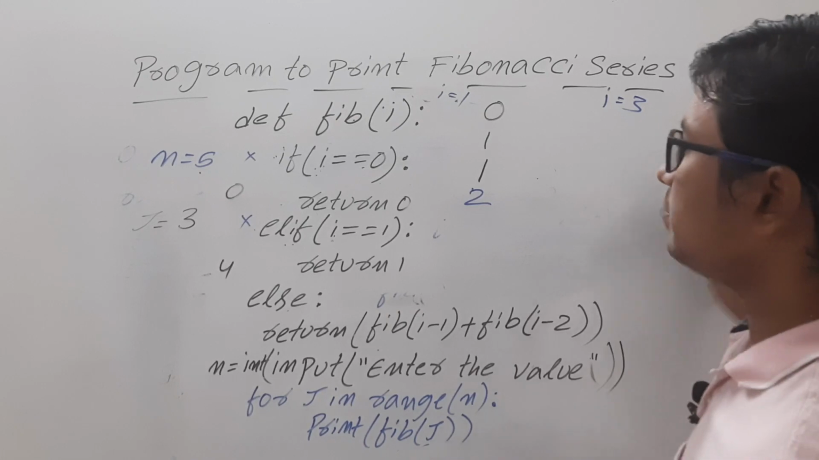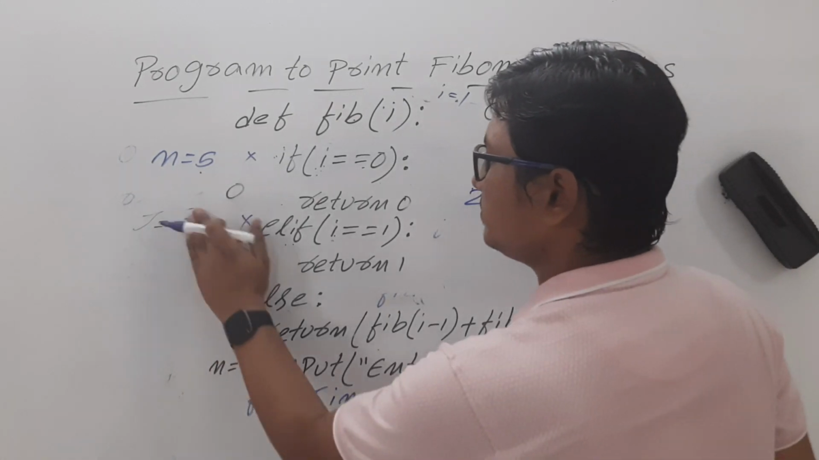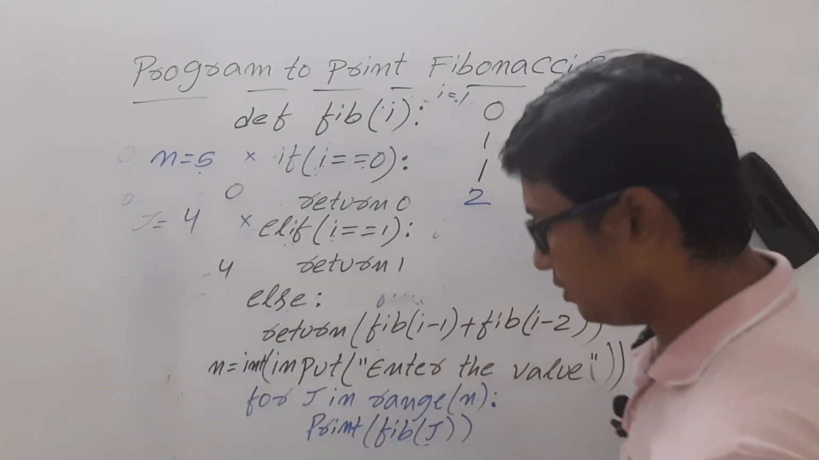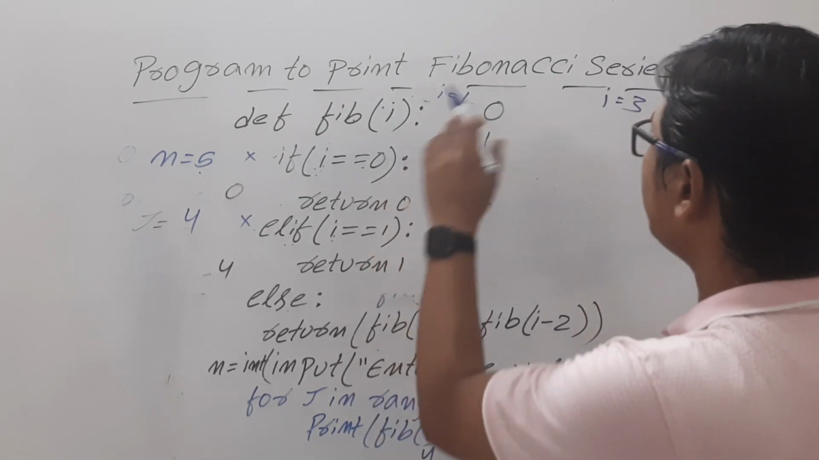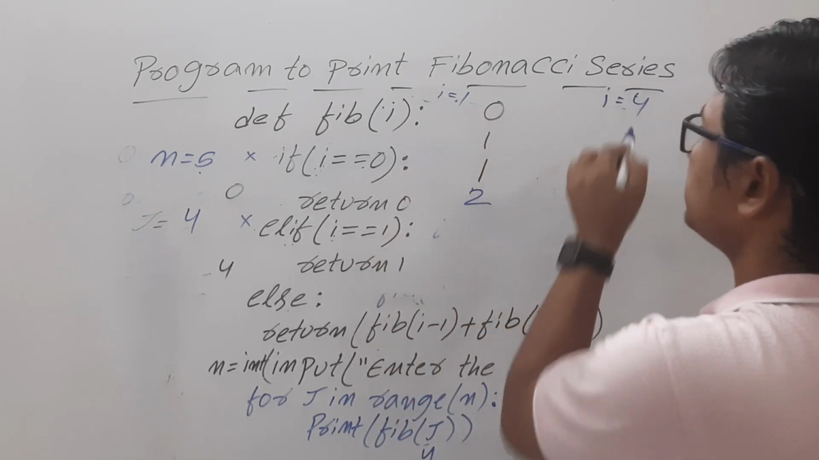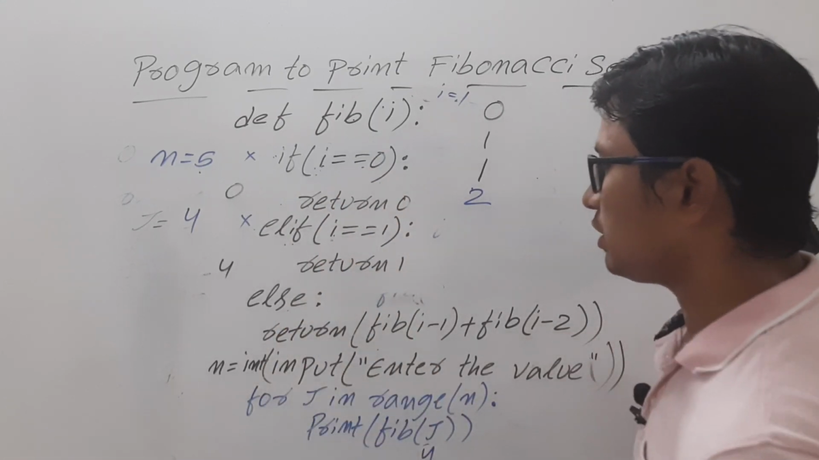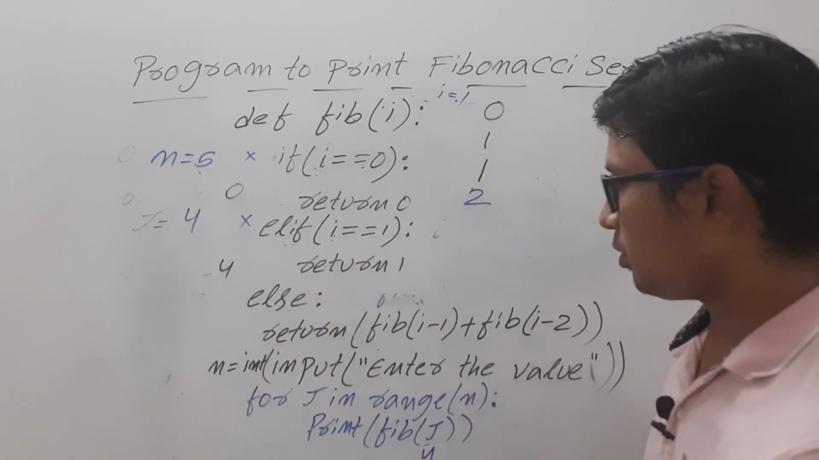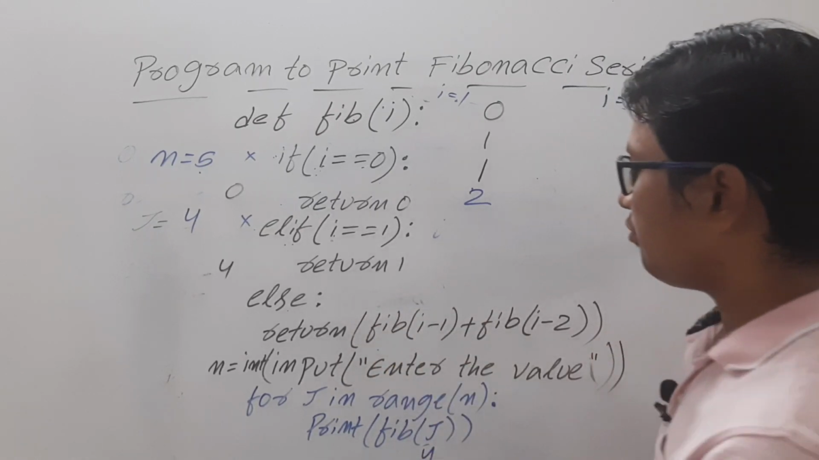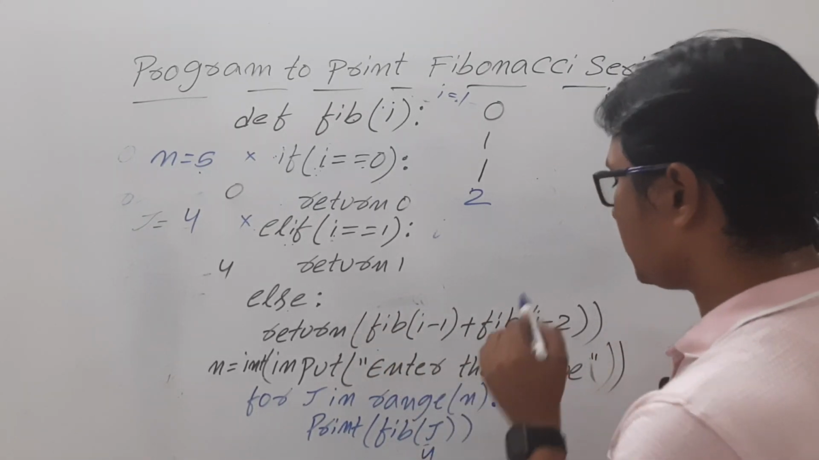Now j value will become 4. Okay. Now i value will be 4. Now 4 is not equal to 0, 4 is not equal to 1. It will come to the else block. Then return fib of i minus 1 plus fib of i minus 2.